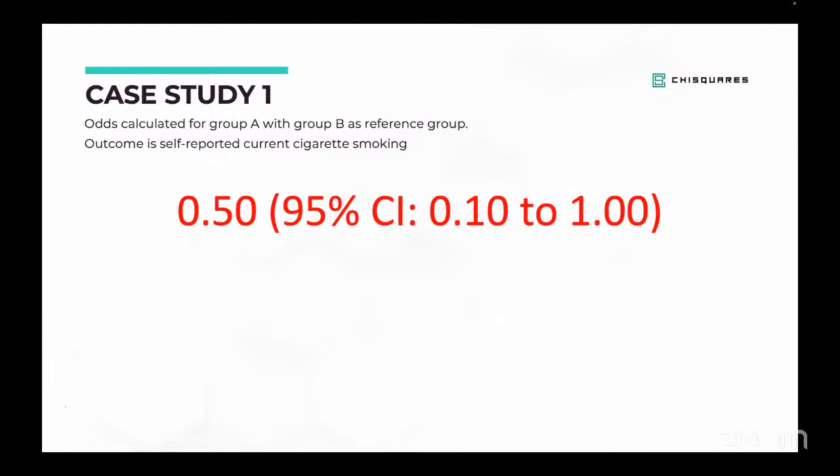Samson. All right, so compared to group B, there was 50% higher reduced likelihood of cigarette smoking among group A, but this was not statistically significant.